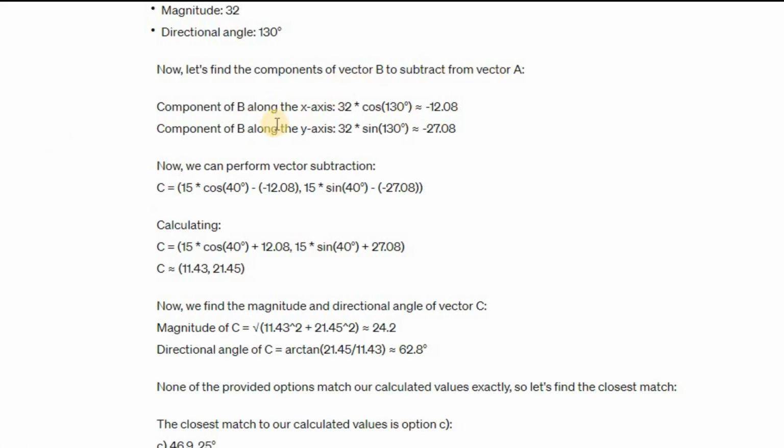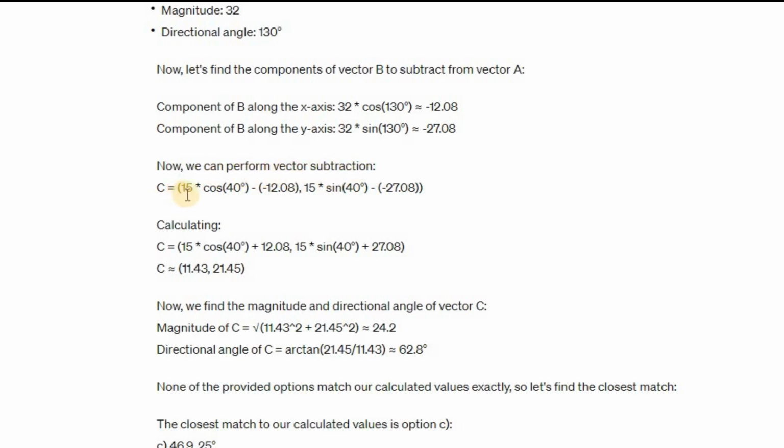Now let's find the components of vector B to subtract from vector A. Component of B along the x-axis: 32 multiplied by cosine 130 equals minus 12.008. Component of B along the y-axis: 32 multiplied by sine 130 degrees equals 27.08. Now we can perform vector subtraction.